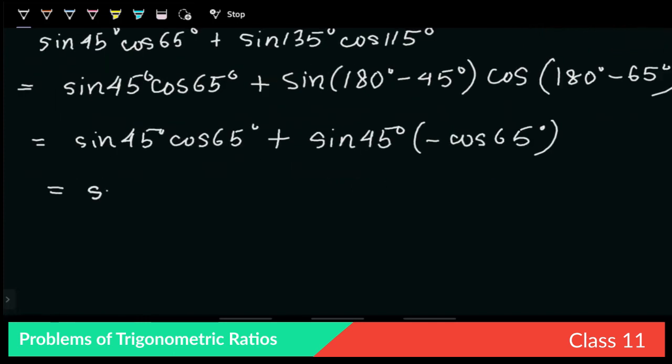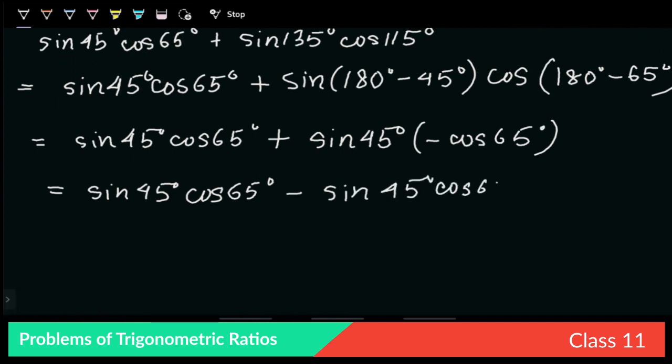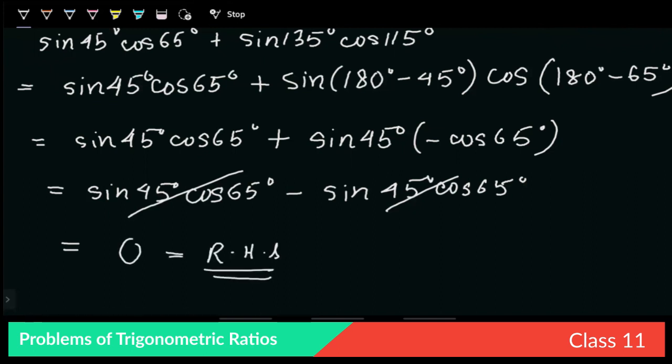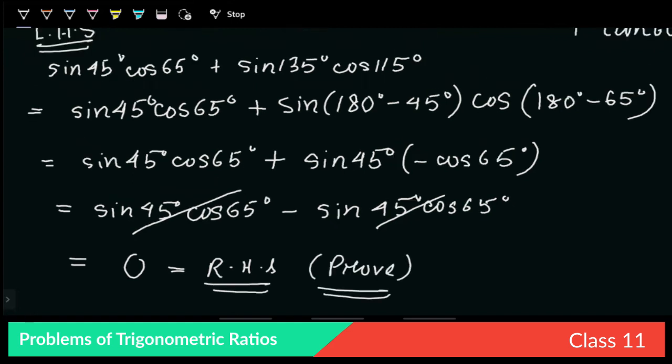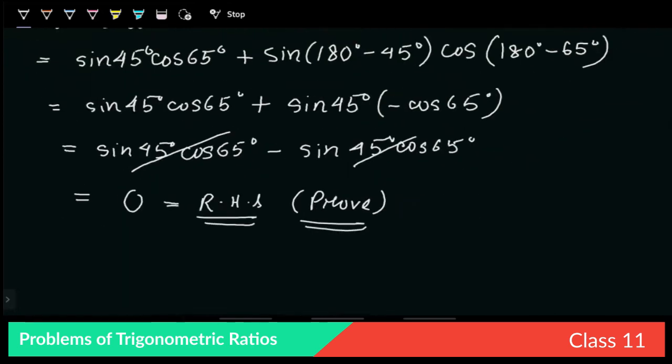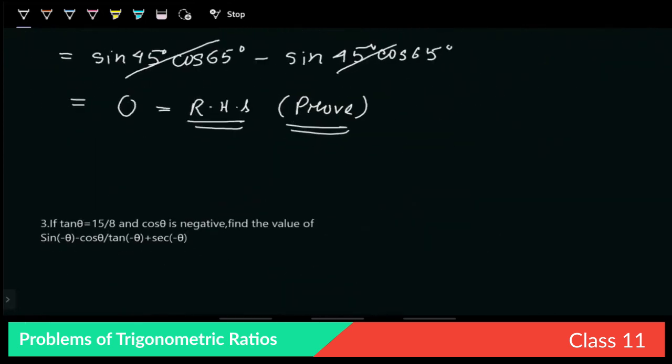Now see, it is sine 45 degree into cos 65 degree. Now this minus and plus will give minus into plus. So I can write it as minus sine 45 degree cos 65 degree. Now see, this and this will get cancelled out and we will be left with 0, which is equal to RHS. So this was our sum, we had to prove that. This was our proof. So this was the second sum. Now we come to our third sum.